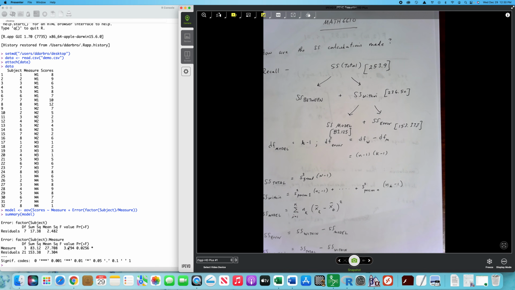Now this F value is just as you would expect. Again, the F statistic is calculated on these values. It takes the sum of squares for the model divided by its degrees of freedom, in this case to get 27.71. And the sum of squares for the error, which is the 153, divided by its degrees of freedom, which is 7.3. And we get an F statistic of 3.794 and statistical significance at the 0.05 level.